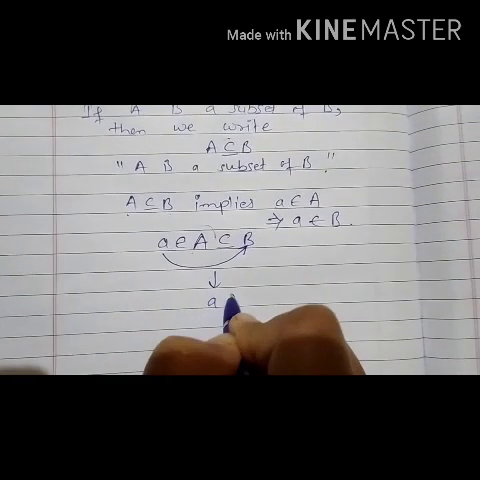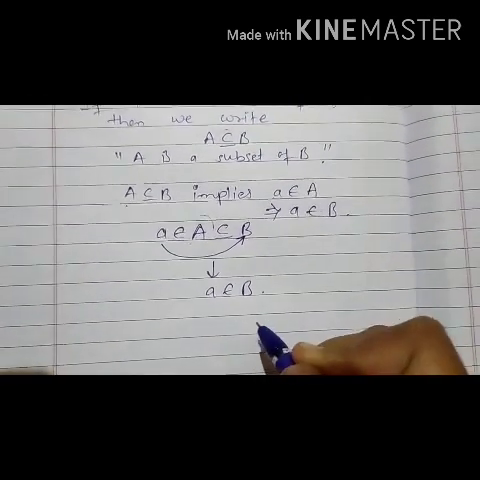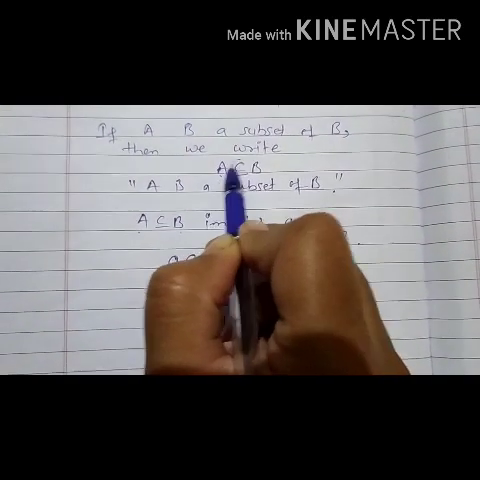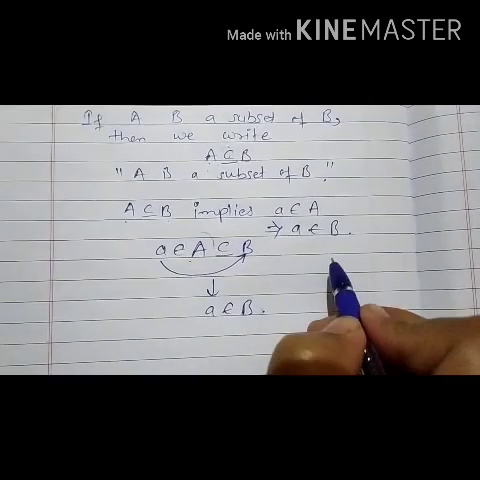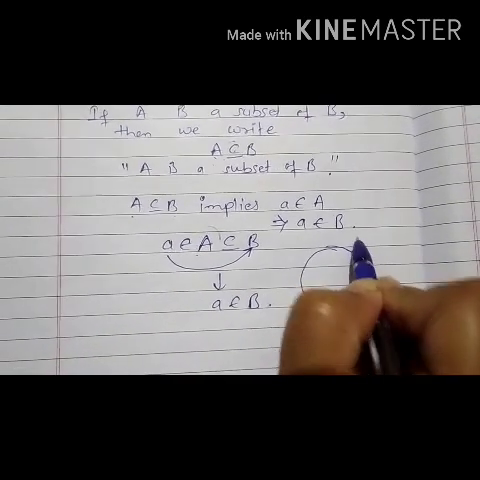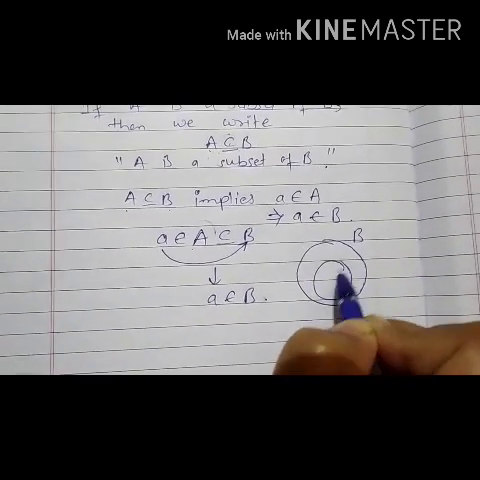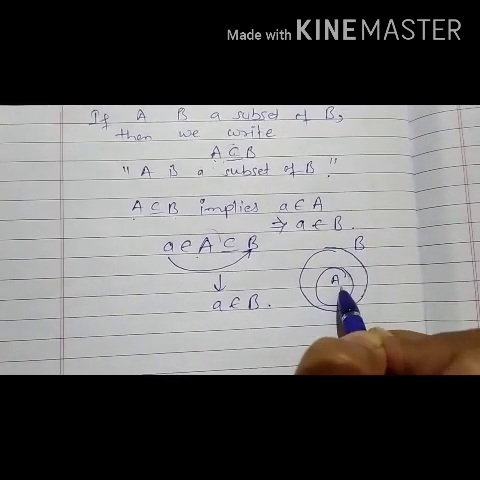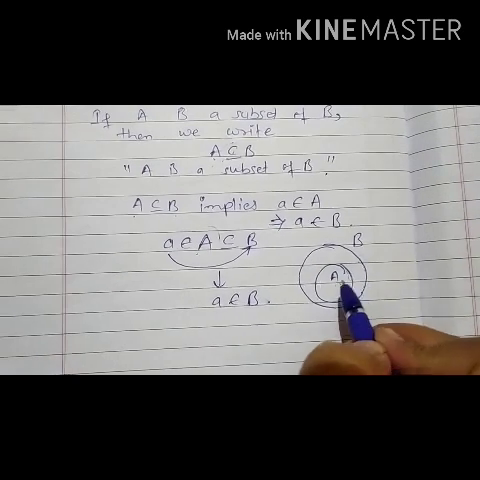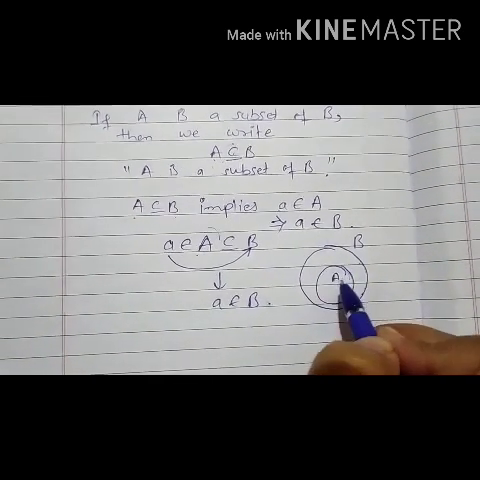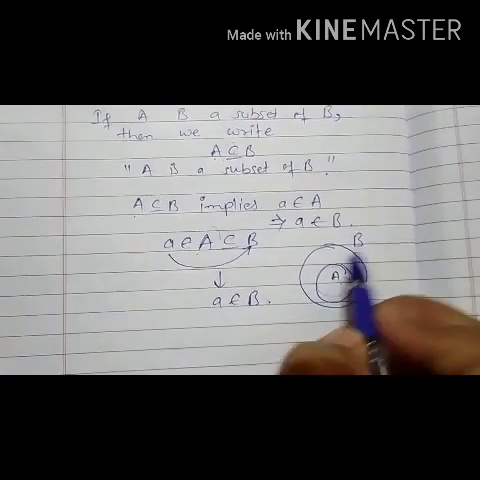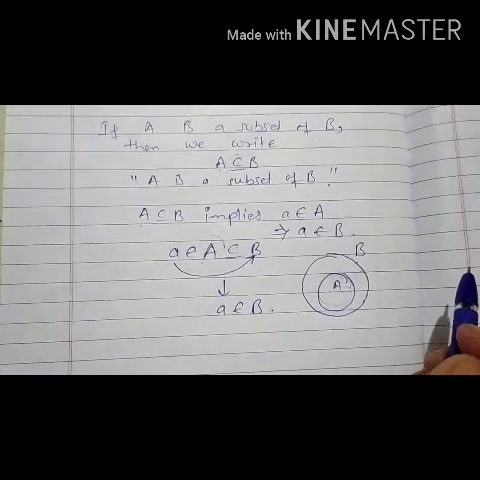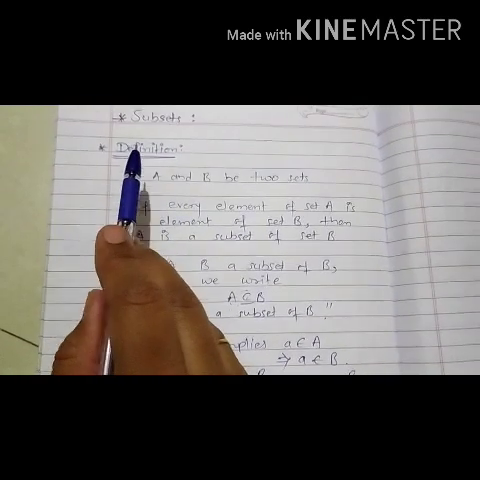So the element is there in set B, and for A subset of B we can say that A is contained in B, and by using Venn diagram we can write, if this is the set B, then set A will be there. Means all elements from set A are the elements of set B. Understood? So here we can say that A is contained in B. Means all elements are there in set B from set A. Understood what is meant by subsets?